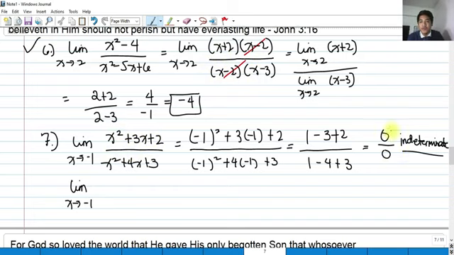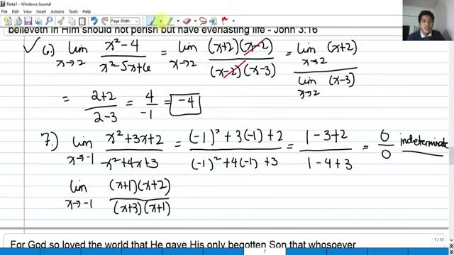So, if this answer appears, that is an indeterminate form, meaning that you will have to do something in our function. So, if we simplify that, x squared plus 3x plus 2 is simply x plus 1 times x plus 2 over x plus 3 times x plus 1. That is still the same.